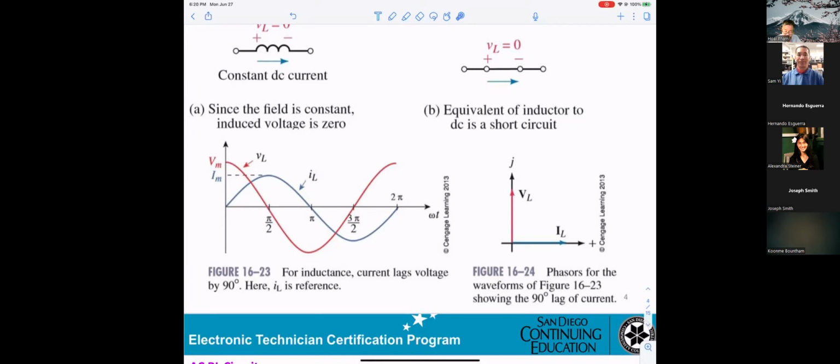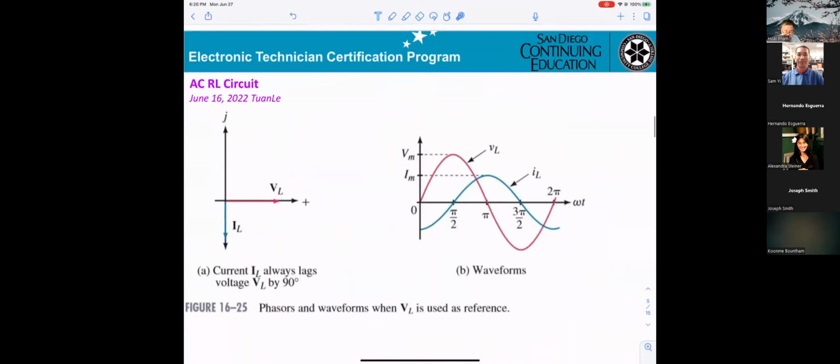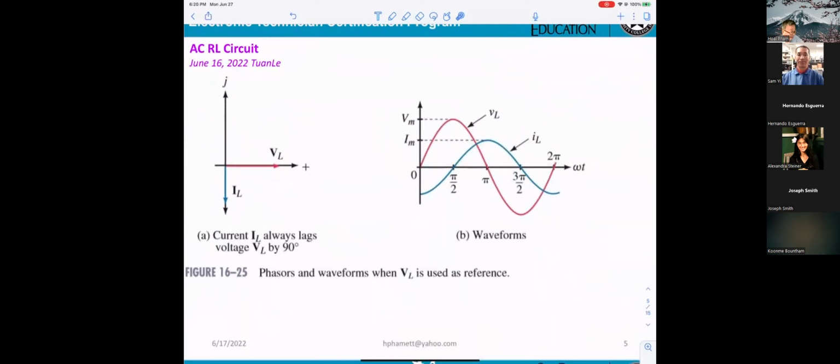If you want to draw the vector, if you say IL is 0 degrees, VL leading 90, so they go up. If you understand the capacitor now, it will be very easy. That's just telling you, make sure you memorize for the inductor VL leading IL 90 degrees.